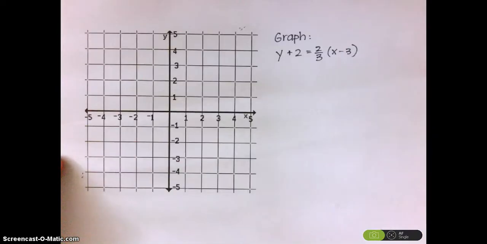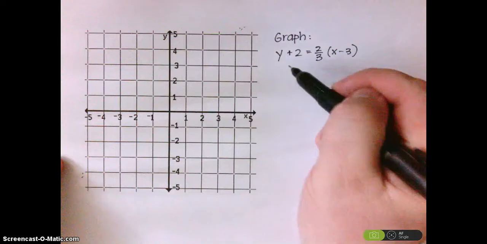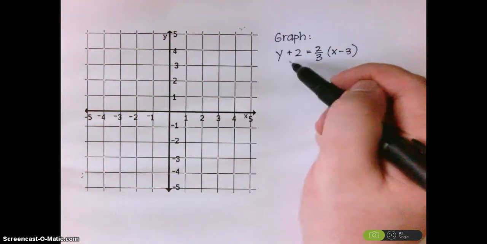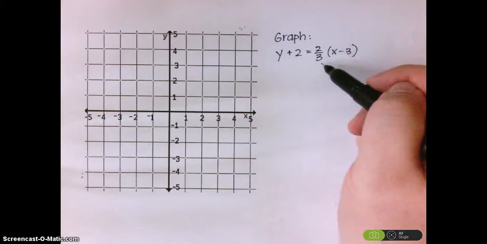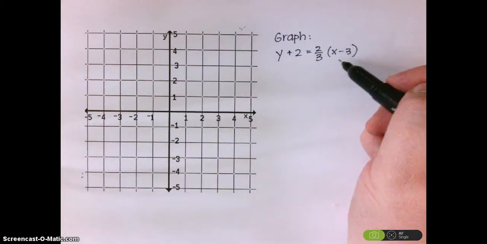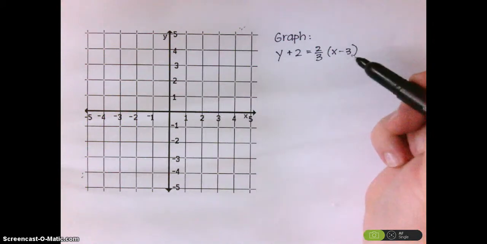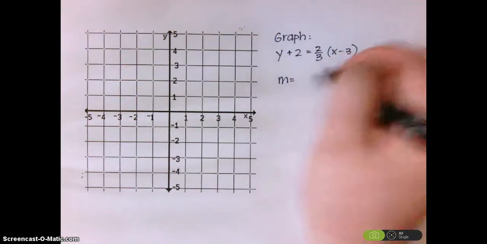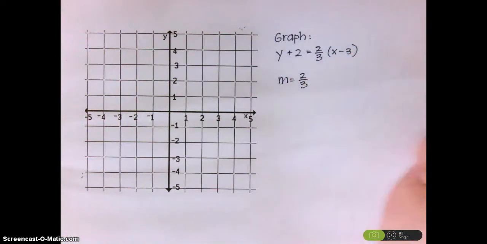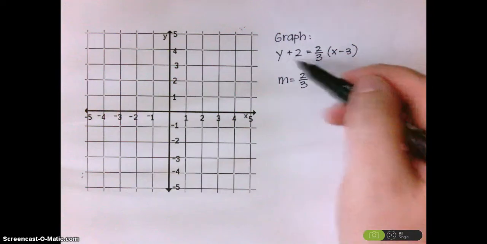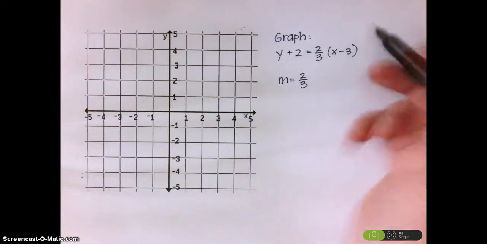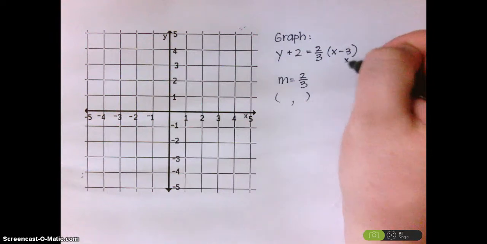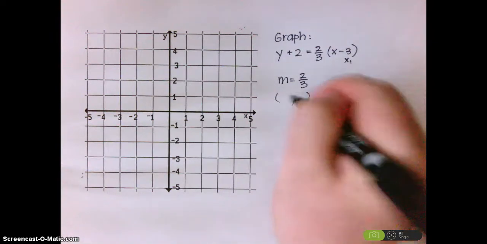So I've already written down the equation in point-slope form. So y plus 2 is equal to 2/3 times (x minus 3). Now let's look at some of the things that I already know. I know what my slope is. My slope is 2/3. And I also know, just by looking at this equation, one of my points. This is my x1. It is 3.